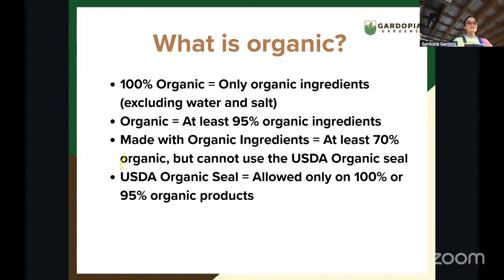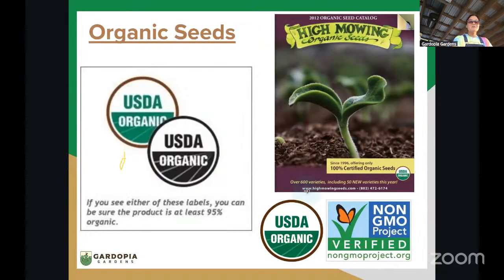And then made with organic ingredients means 70% organic. And then the USDA organic seal is only for 100% or 95% organic products. And so those are just some things to look out for whenever you are becoming an organic nerd like me. And then here, this is our USDA organic seal. If you see either of these labels, that means it was made with at least 95% organic material.